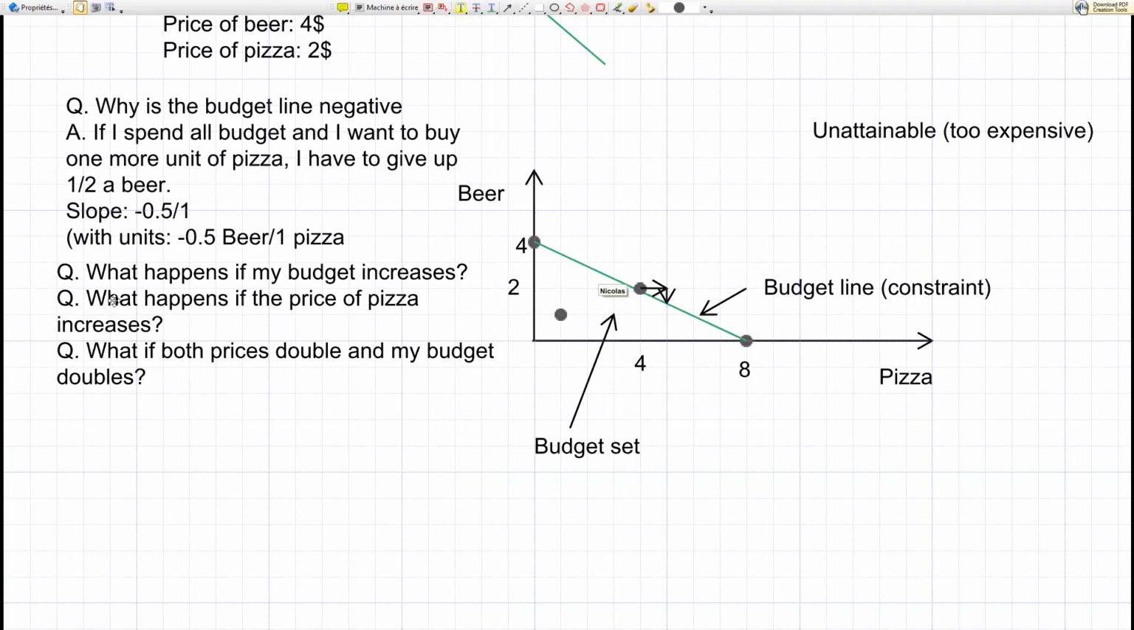All right. Now let's really quickly answer these 3 questions and then move on. So question 1, what happens if my budget increases? How does this graph change?